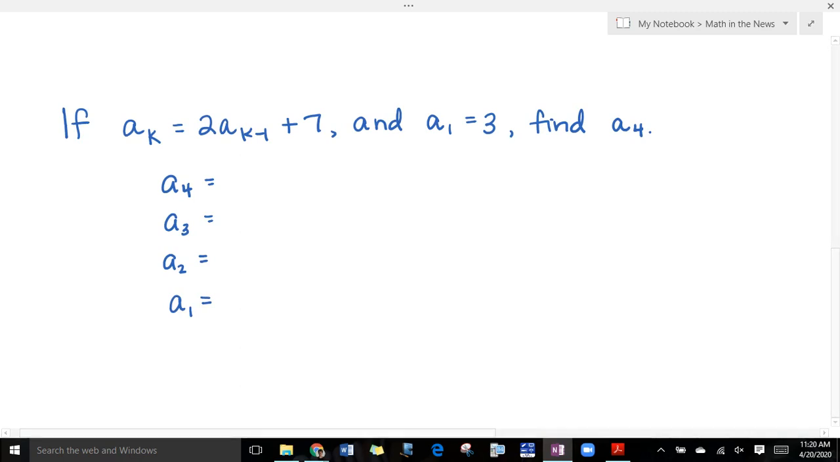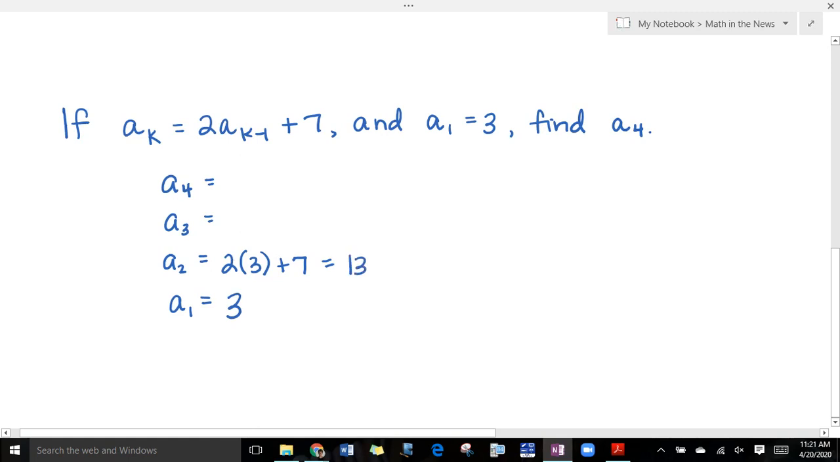Okay, so I have the sequence 2 times a, k minus 1. That k minus 1 just means the term before k, plus 7. And I know that a1, or the first term in the sequence, is 3. So I can use that first term now to help me find the second term. So again, 2 times the term before. So 2 times 3 plus 7 must be my second term. And that is 6 plus 7, so 13.